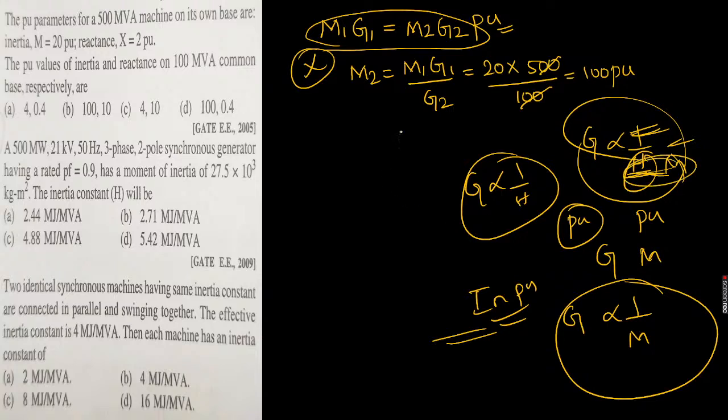Now coming back, one thing is over. In per unit, we understood the relation and we got the answer, that is 100 per unit. Next, we also need to know how to calculate the reactance. How will you calculate the reactance? Same relation.